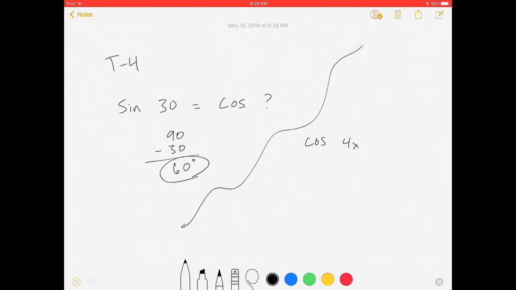Next we have cos 4x equals sine 54. They have to add up to 90. So 90 minus 54 equals 36. So 4x equals 36. 36 divided by 4 to find the x, so x equals 9. So that angle is 36 degrees.